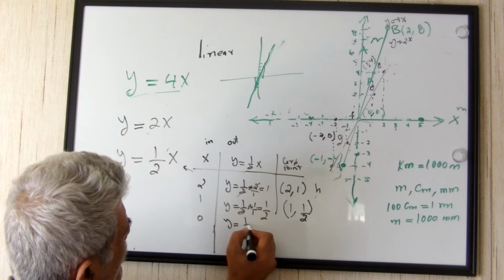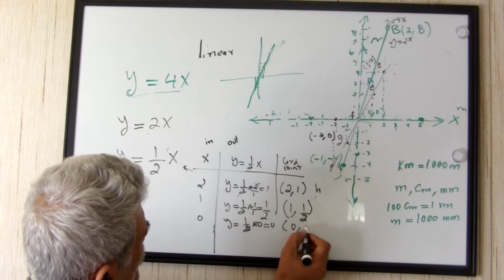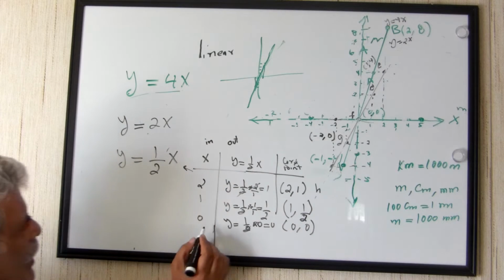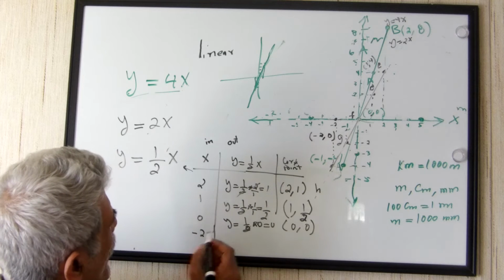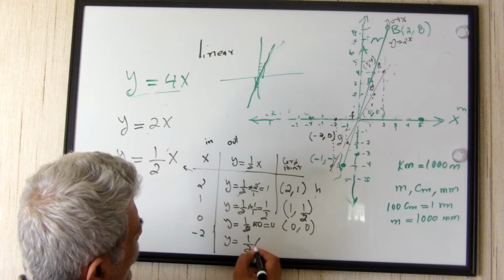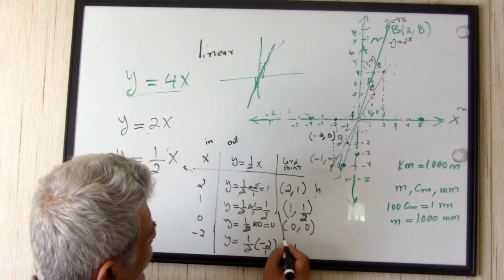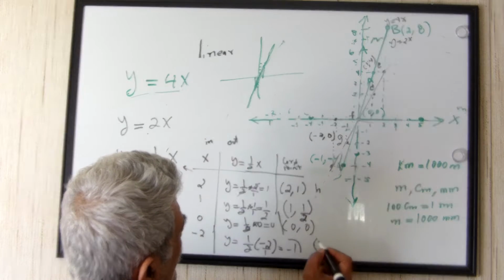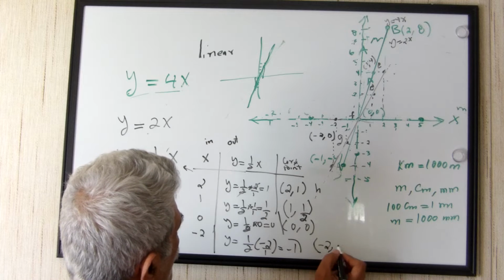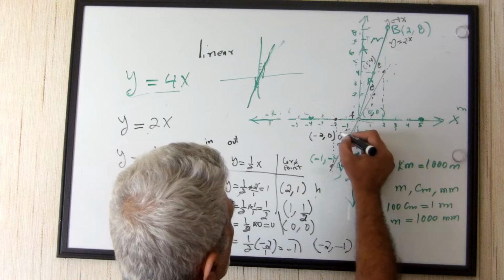Y is equal to 1/2 times 0. It's going to be 0. So 0, 0. If x is 0, y is going to be 0. Now let's give another number, minus 2. If we give x minus 2, y is equal to 1 over 2 times minus 2, which is minus 1. So the point is going to be minus 2 as the x coordinate, minus 1 as y. If we draw this one here, minus 2, minus 1 is here.